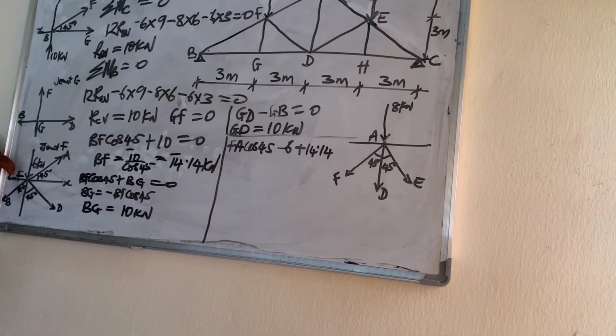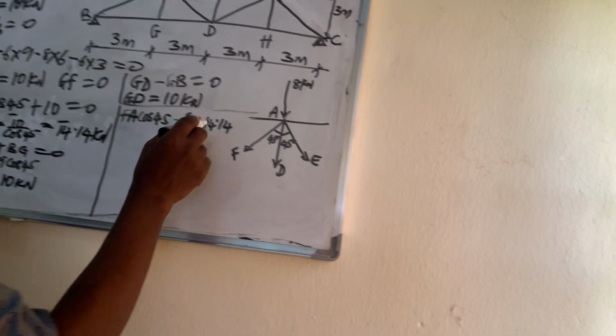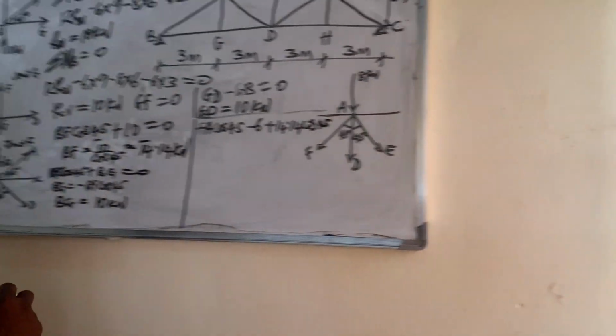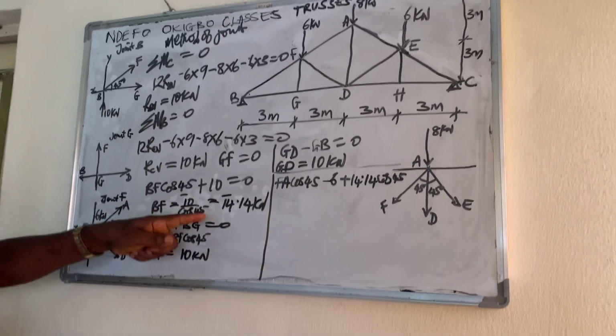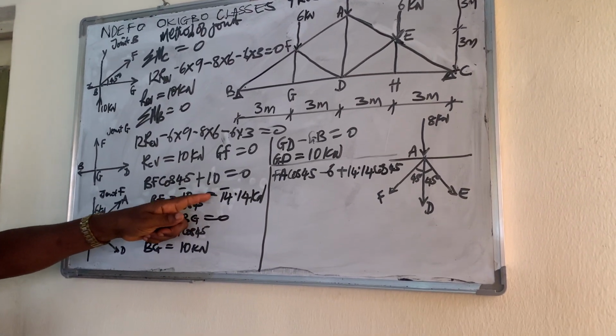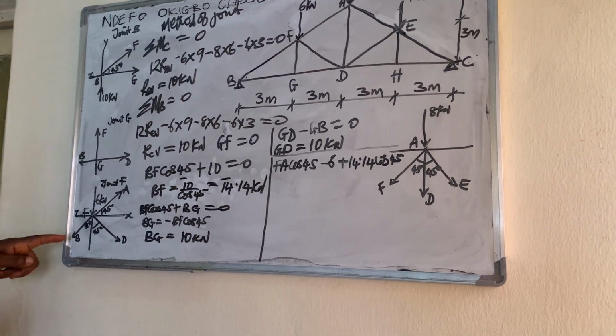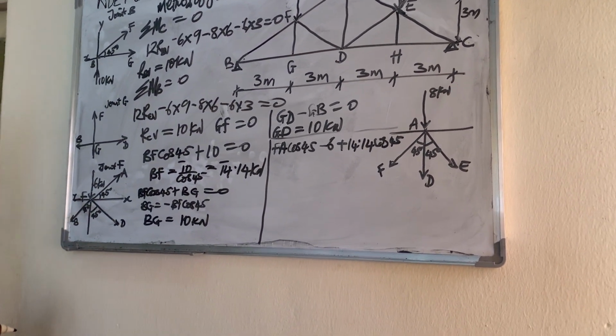Minus force FB cos 45. Minus FB and minus FB is minus already, so it comes to plus FB cos 45.